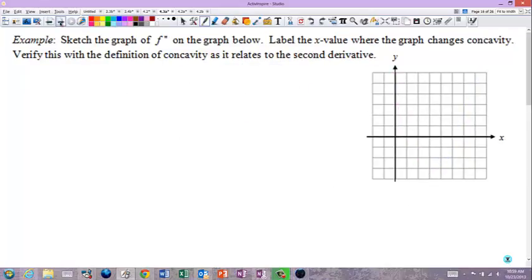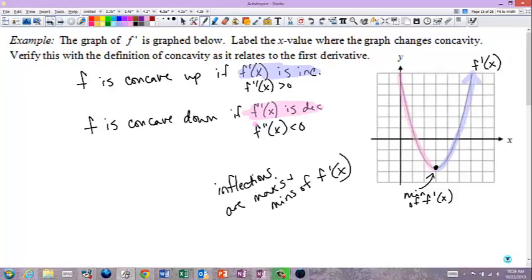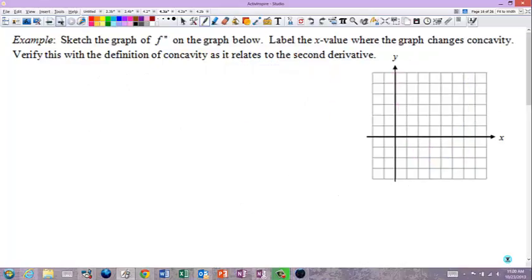Sketch the graph of f double prime. On the graph below, label the x value where the graph changes concavity. Verify this with the definition of concavity as it relates to the second derivative. Note that it is decreasing, so it's going to be below the x-axis, and then it's increasing, so it's going to be above the x-axis. And remember, the derivative of a parabola is a line. So the minimum was at 3, so it's below the x-axis, then above the x-axis. So this is where the second derivative is 0.